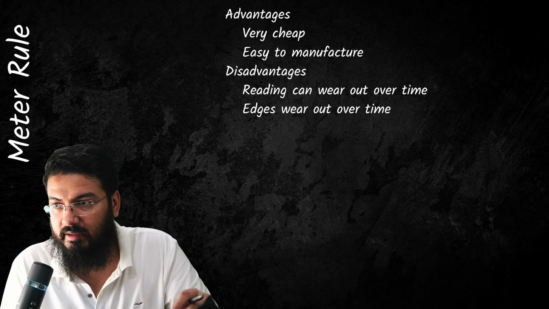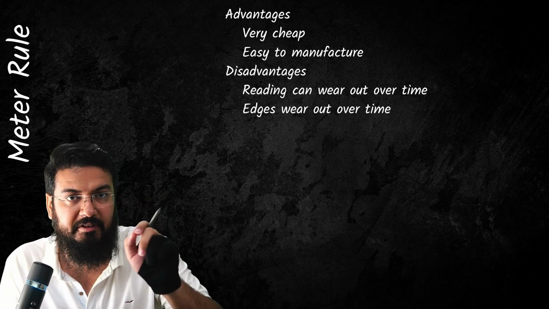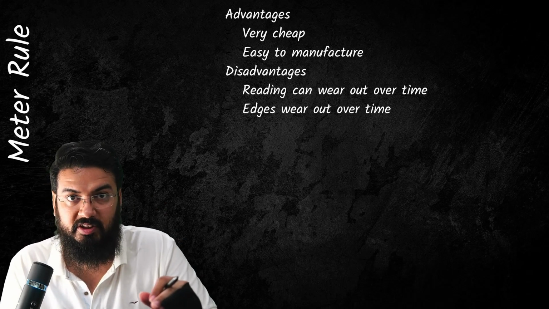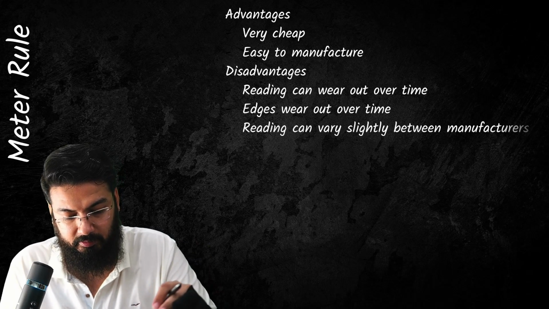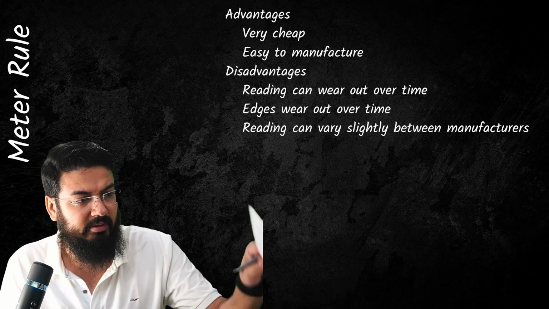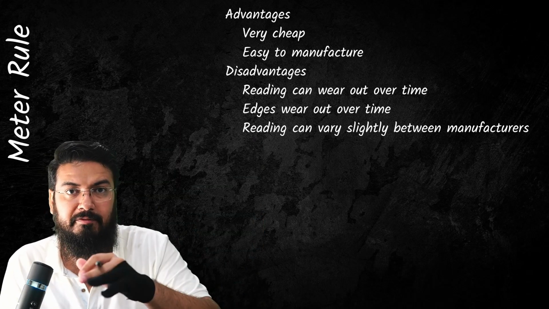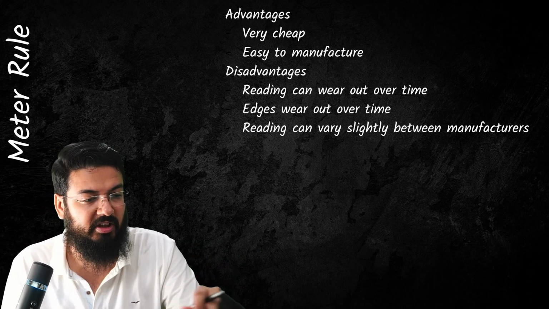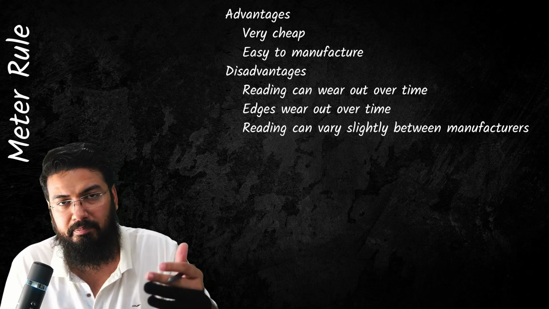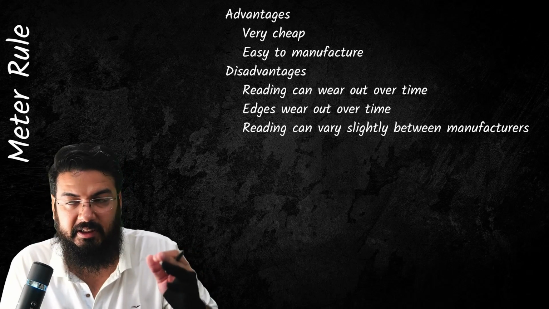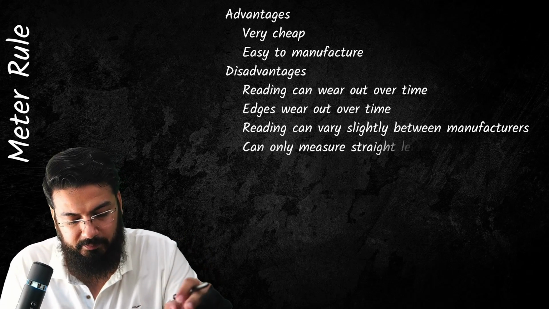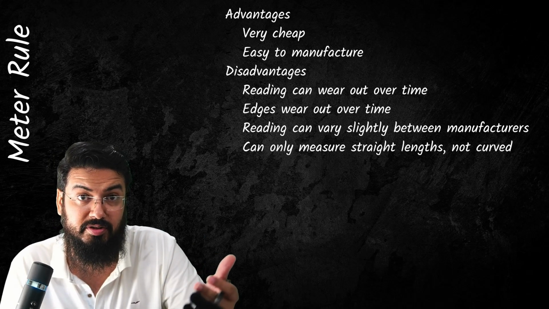Edges wear out over time. Zero is at the very left edge of the meter rule, and over time it wears out, so you won't be able to measure the whole 100 centimeters using the meter rule. Readings can vary slightly between manufacturers. Let's say for example you take this piece of paper, you take several different meter rules and you measure. Every meter rule is going to give a slightly different reading. Again, that's not a big deal. Scientifically speaking it is, but for practical purposes it's really not. The difference is not that much. Then you can of course only measure straight lengths.